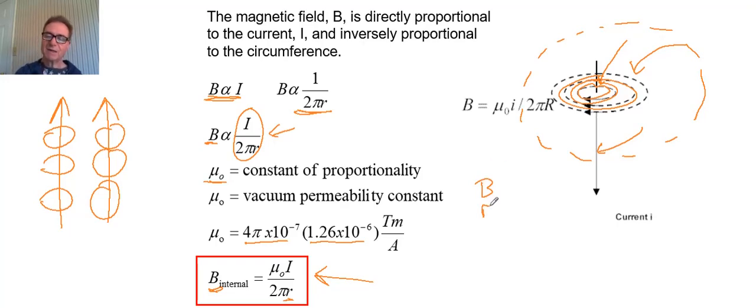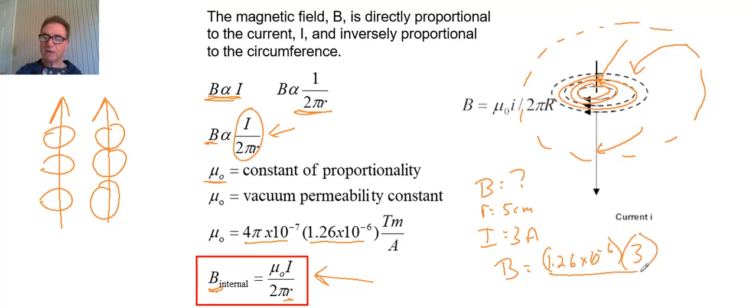If I am 5 centimeters from a wire that is carrying 3 amps of current, I'd like to know what the magnetic field strength is going to be. We can figure that fairly easily. B is going to equal mu 0, which is 1.26 times 10 to the minus 6th, times the current, which is 3 amps, divided by 2 times pi times the distance from the wire itself, which is 5 centimeters or 0.05 meters.